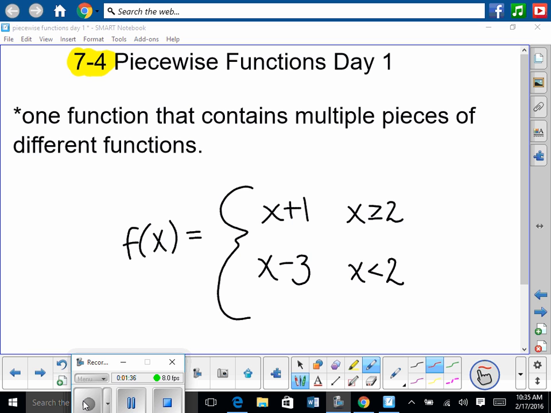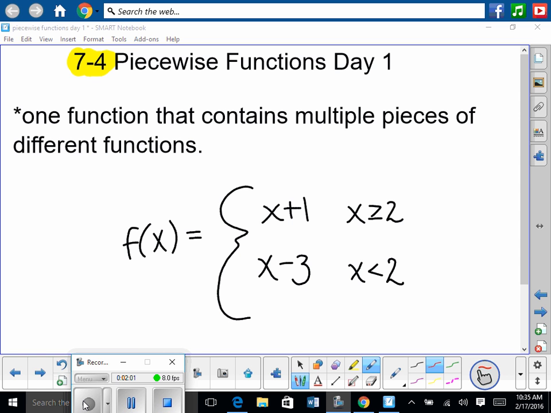Okay. So today we're doing 7-4, piecewise functions. So first of all, a piecewise function is just one function that is made up of pieces of other functions. That's why it's called a piecewise function. Here's what a piecewise function will look like. f of x is equal to these big brackets with these different pieces.